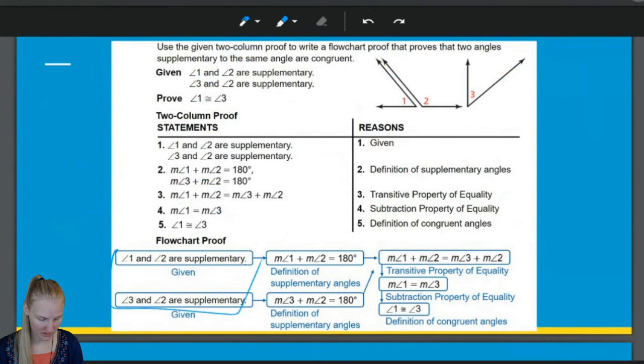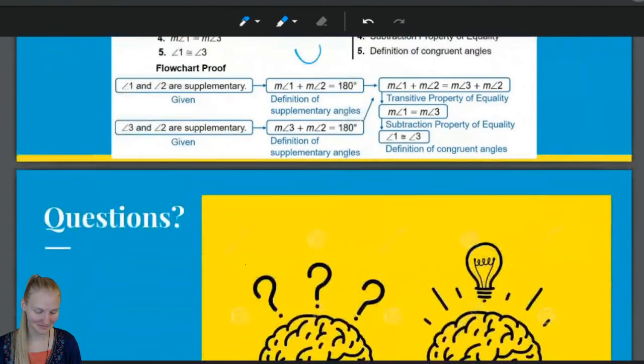They split these, we had this in one box, they split it up into 2 boxes. That's fine. They did the same thing though. Same thing. Yay. Okay.